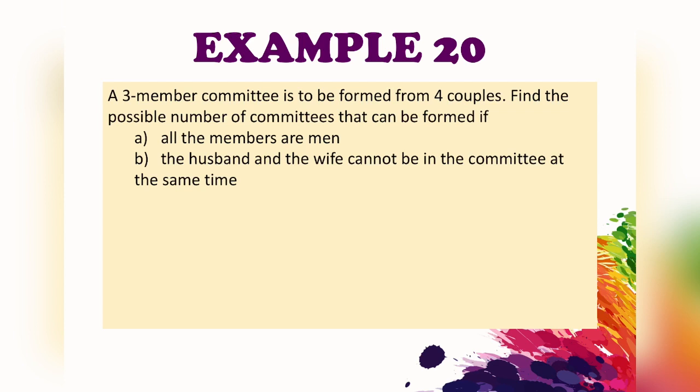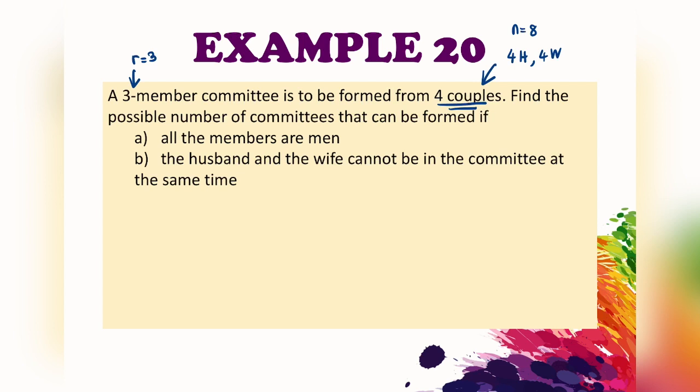Now let's look at example 20. A 3-member committee is to be formed from 4 couples. Okay, so 3-member committee, that means r equals 3. And from 4 couples, so a couple has 1 man and 1 woman. So 4 couples mean there will be in total 4 husbands and 4 wives. So we have 8 persons in total.